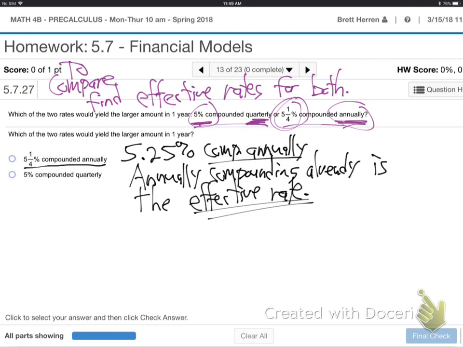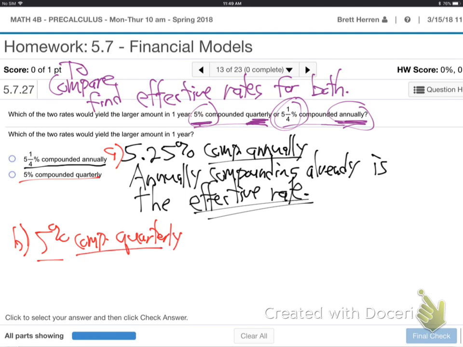Like for part B, it says 5% compounded quarterly. Now that's going to come out different. That's not just 5% done once. That's 5%, but you break it up over 4 little chunks. So that's going to come out something a little higher than 5%. Let's figure it out.